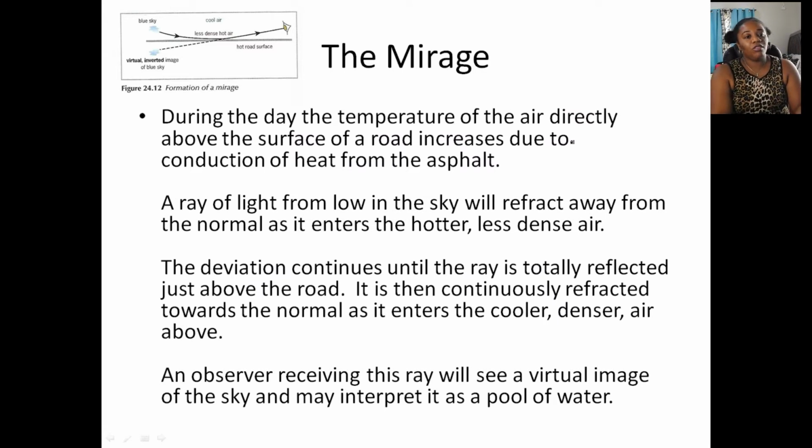Alright, so moving on, the mirage. During the day, the temperature of the air directly above the surface of a road increases due to conduction of heat from the asphalt. A ray of light from low in the sky will refract away from the normal as it enters the hotter, less dense air. The deviation continues until the ray is totally reflected just above the road. It is then continuously refracted towards the normal as it enters the cooler, denser air above. An observer receiving this ray will see a virtual image of the sky and may interpret it as a pool of water. And here it is. See?